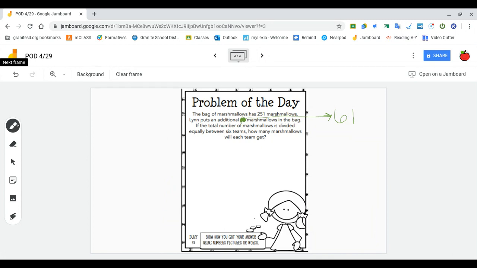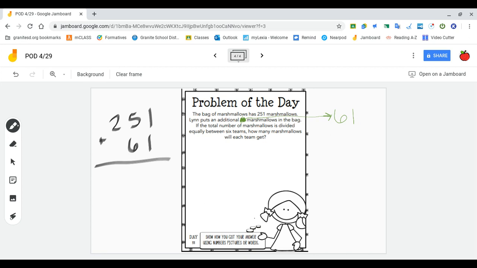So this is going to take a couple steps. The first thing is that the marshmallows right now are in 2 separate numbers, but I need to figure out how many marshmallows I have total. I want the marshmallows to be represented by one number. So first I had 251, but then Lynn added 61. So I need to add 61 to my totals to figure out how many I have altogether.